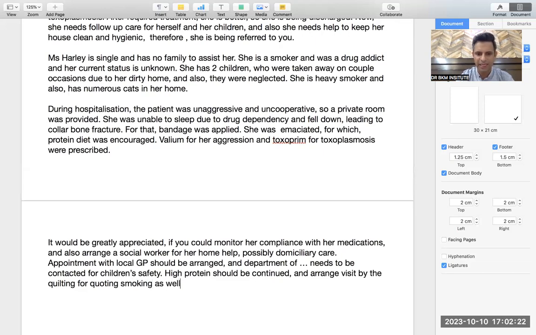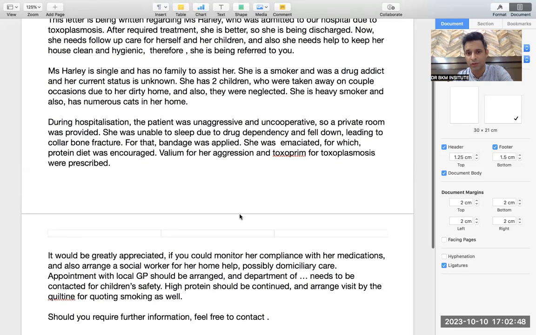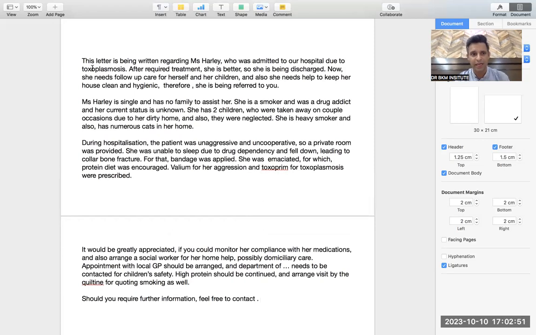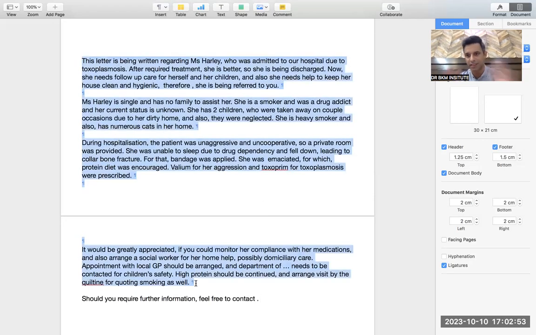As well. "As well" means I'm ending the letter. Now read it. High protein diet should be continued and arrange visit by the quit line for quitting smoking as well. That's your letter, and it does not take even 15-20 minutes. "Should you require further information, feel free to contact." So I missed a couple of points, that's okay, but this is my simple letter and it's all ready to go and to fetch me more than 350 marks. I need only C plus, this will fetch me B, and these are the words which would be counted. This line, "Should you require further information", will not be counted. So this is the only thing that would be counted. That's pretty much it. This is a simple letter.